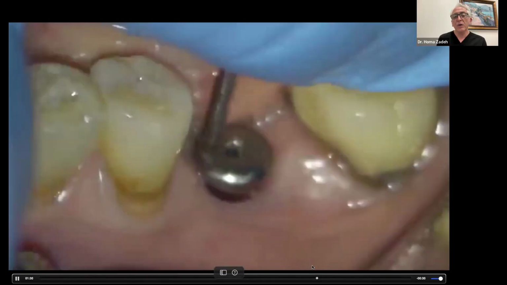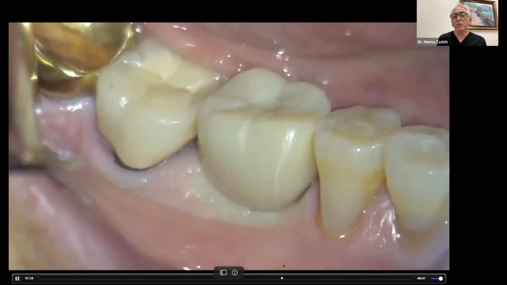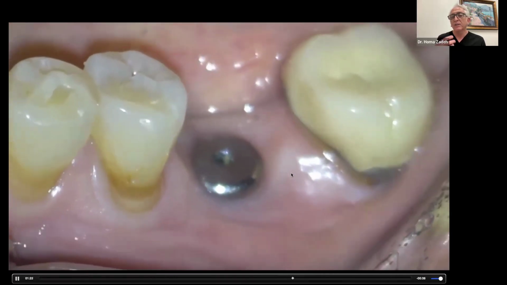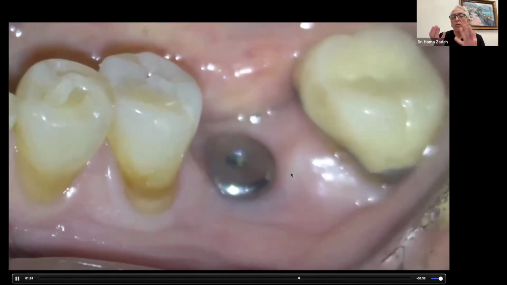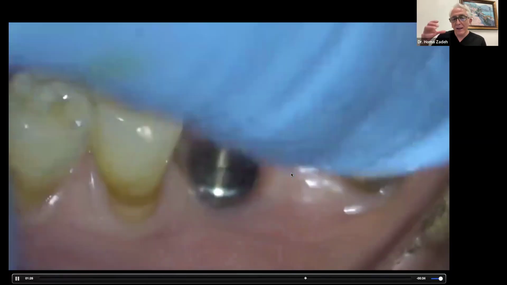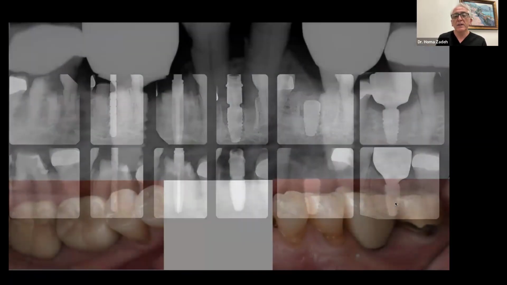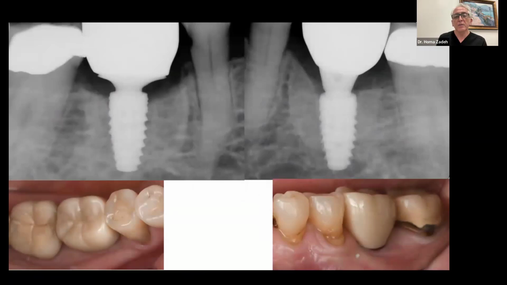The good thing is that when you have that screw access, that serves as a vent. So any excess cement will come out of the occlusal and not go down into the pocket. So here is a sequence. You see osteotomy performed through the FERCA, implants placed, and custom abutments made with custom crown.